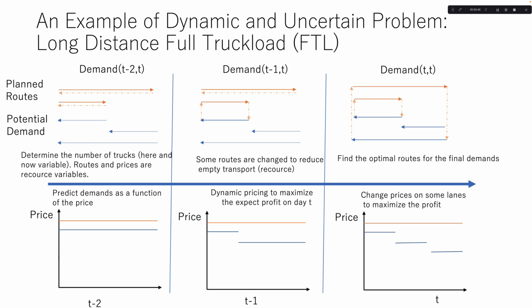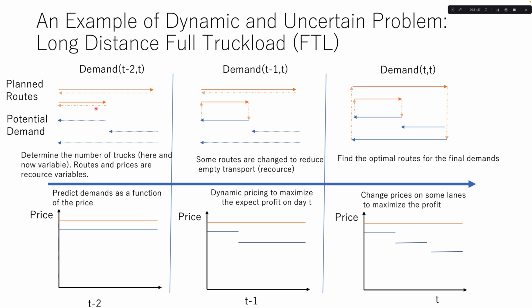Consider the application of MOAI to long-distance delivery planning under dynamic and uncertain conditions. This is an example of full truckload, FTL, where full loads are transported over long distances. Suppose the plan for day T is created on day T-2. Based on demand forecasts at this point, routes, prices, and the number of trucks are determined. Here, only the number of trucks is an immediate decision variable, while others can be modified later as recourse variables. As shown in the leftmost figure, the current optimal solution involves transporting goods along the orange line with 2 trucks, with backhauls indicated by the dashed line.